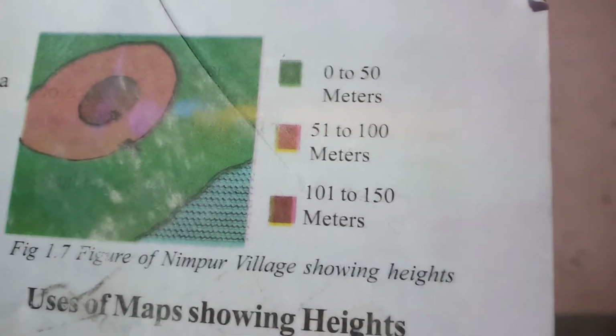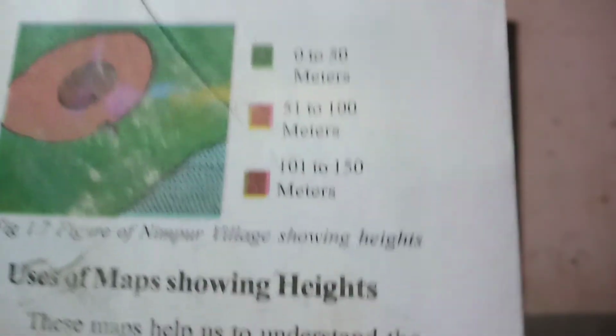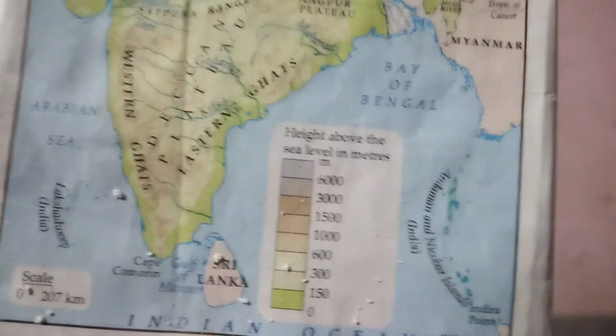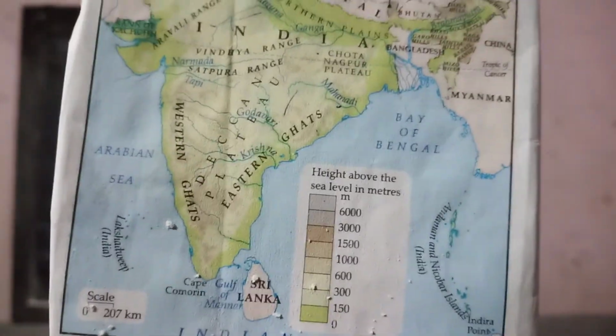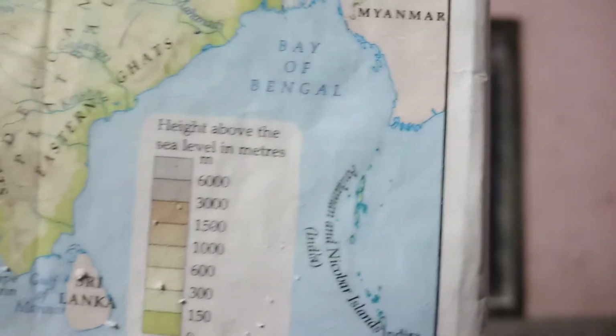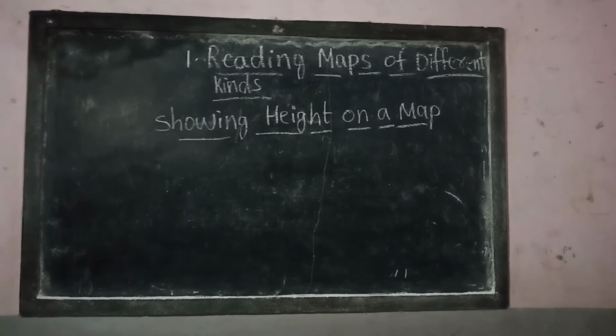These particular colors are important to show the heights, which are indicated in the physical map, as I have already shown in our previous video. In the physical map these colors help us to know the plateaus or whatever, these areas' height levels. Today look at the map of Nimpur showing what height it has.